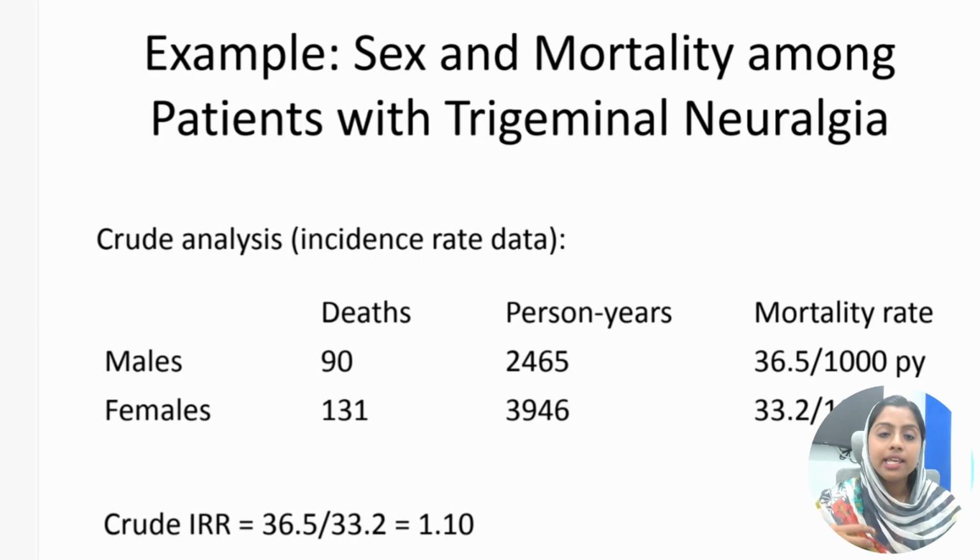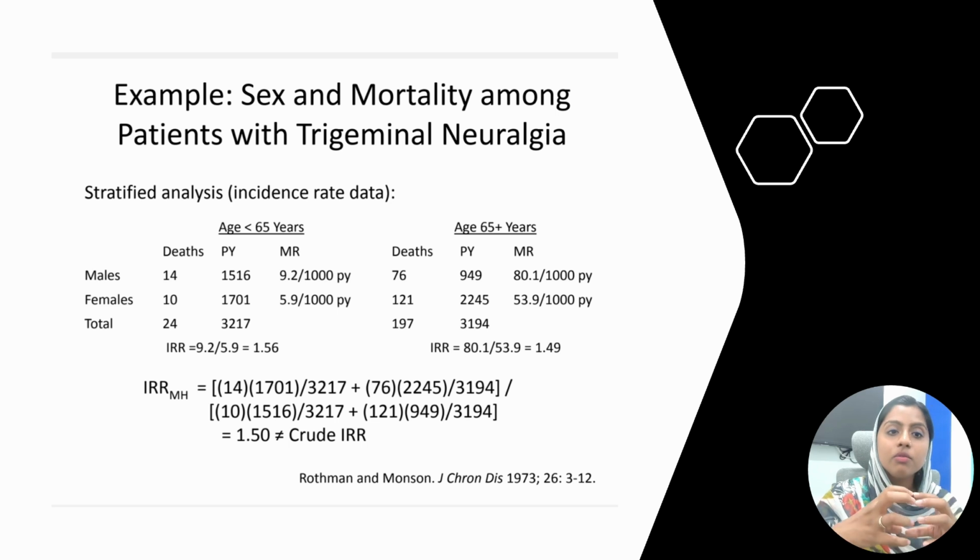Now let's consider a case of incidence rate ratio. Consider a case where sex and mortality among patients with trigeminal neuralgia is calculated. What you can see is that the crude incidence rate ratio is 1.1. Now imagine that we stratify this based on age, like less than 65 and more than 65. Here you can see that the adjusted one is 1.5. It's actually different from the crude rate ratio. So it's very important to look for the confounder and do an adjusted analysis.